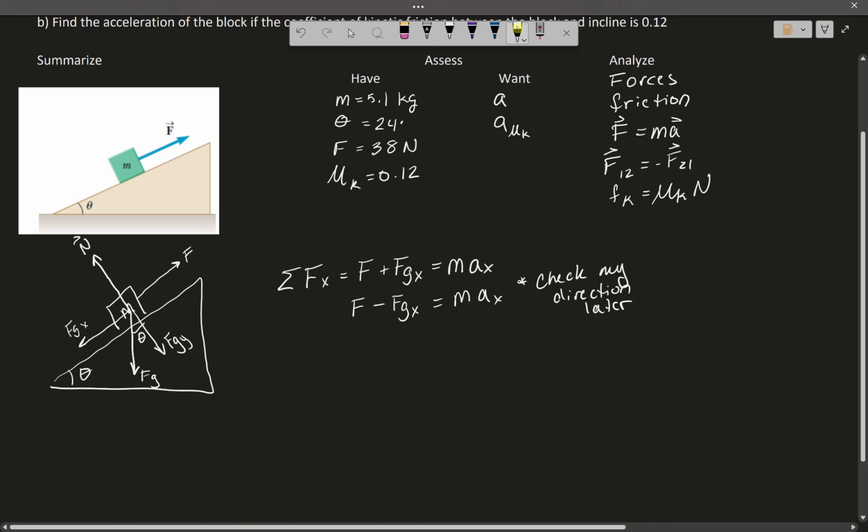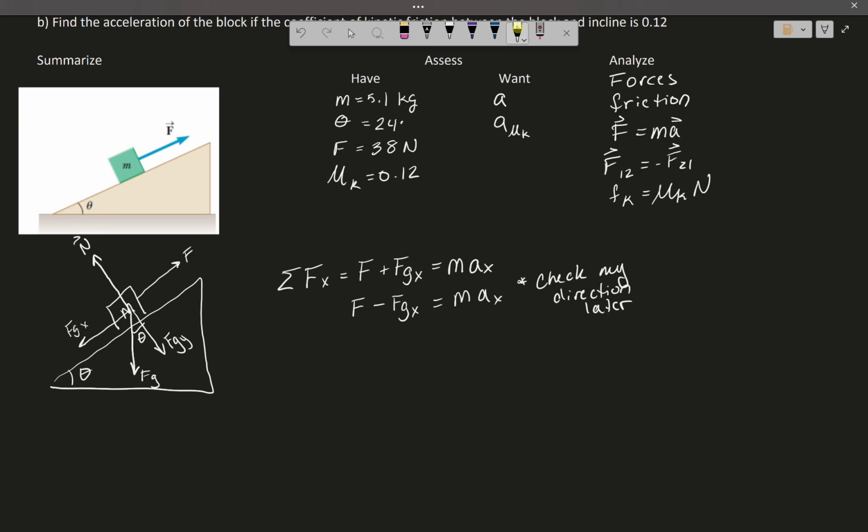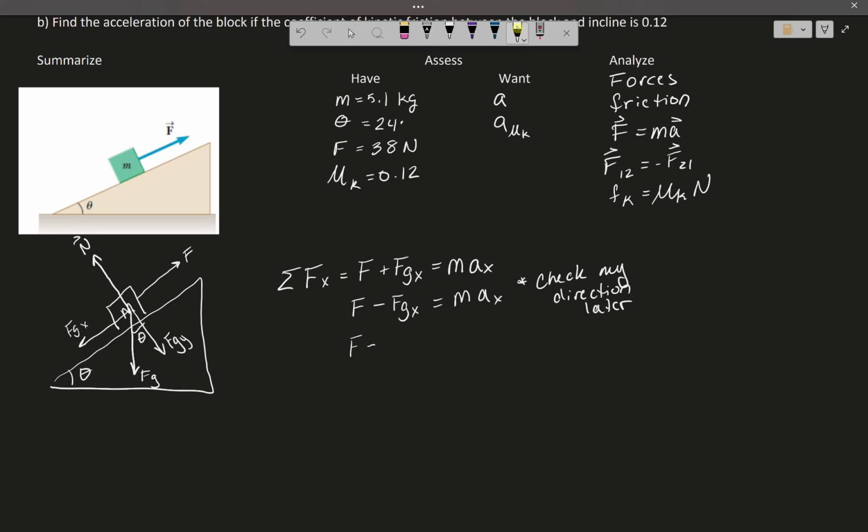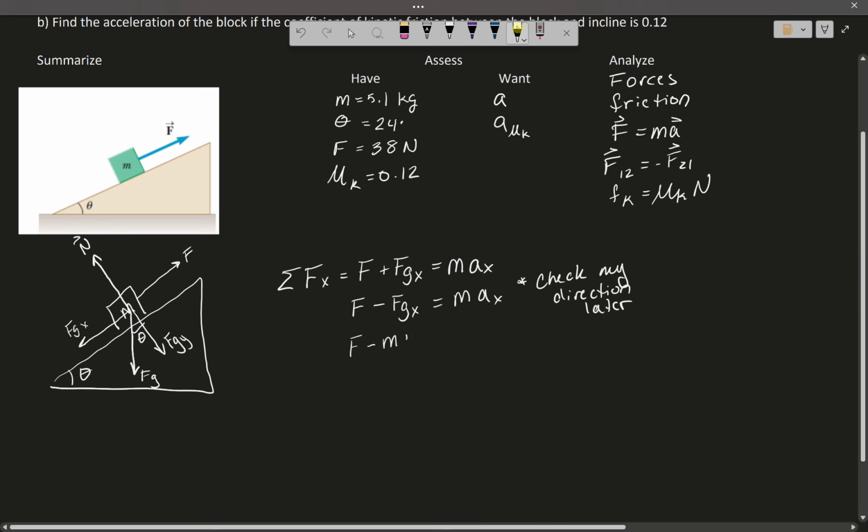The next thing I want to do is replace the force of gravity in the x direction with either the sine or the cosine aspect of it. Remember, if I draw this triangle out and I do SOHCAHTOA, I can determine whether it is sine or cosine. I have already done that. So I will replace my force of gravity in the x direction with mg sine of theta, and this will be equal to max.